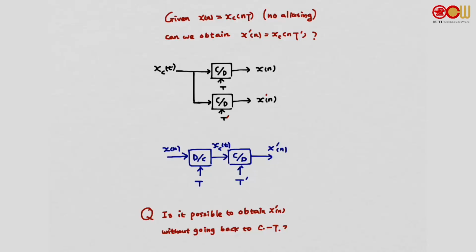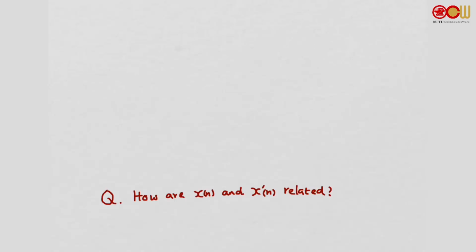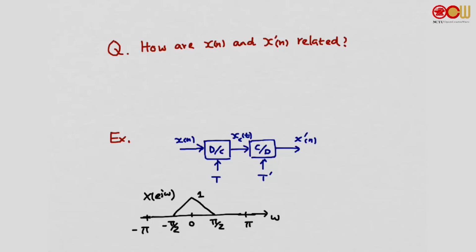The question that we would like to ask here is, is it possible to obtain x'[n] from x[n] directly without going back to continuous time? Let's first answer the question, how are x[n] and x'[n] related? If we can answer this question, then maybe we can solve the problem of getting x'[n] from x[n]. We know x'[n] can be obtained from x[n] by going back to continuous time and then resampling. So let's use this approach to understand how x[n] and x'[n] are related, particularly in the frequency domain.